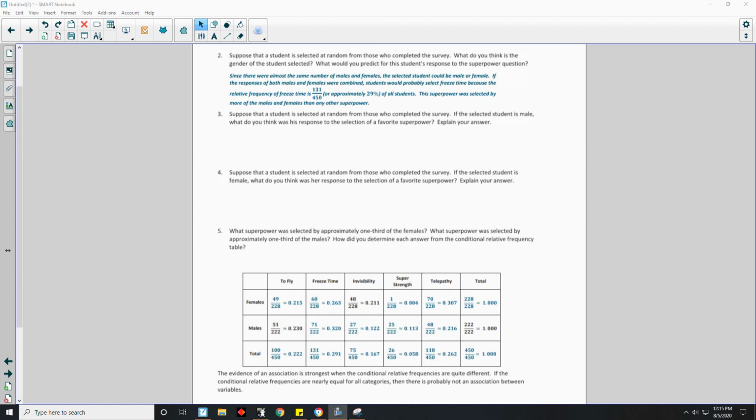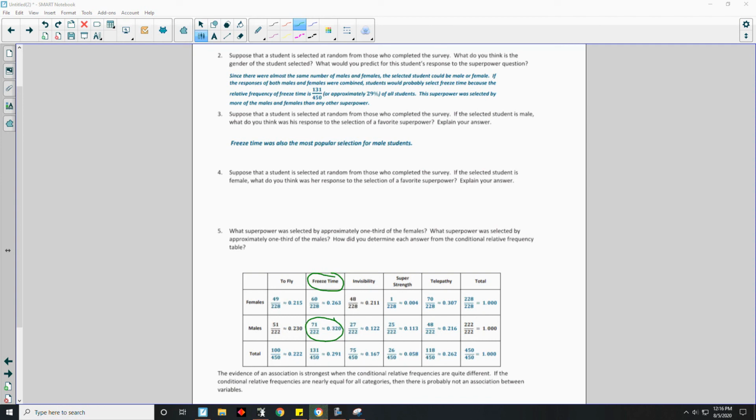Okay? All right, so next question says, suppose that a student is selected at random from those who completed the survey. If the selected student is male, what do you think his response to the favorite superpower would be? So now we're just focusing on males. And if I come up here, this is 32%, 23%, 32, 12, 11, 21. So 32% is the largest. So I would assume that freeze time would have been the male's choice. Okay, so freeze time was also the most popular selection for male students.